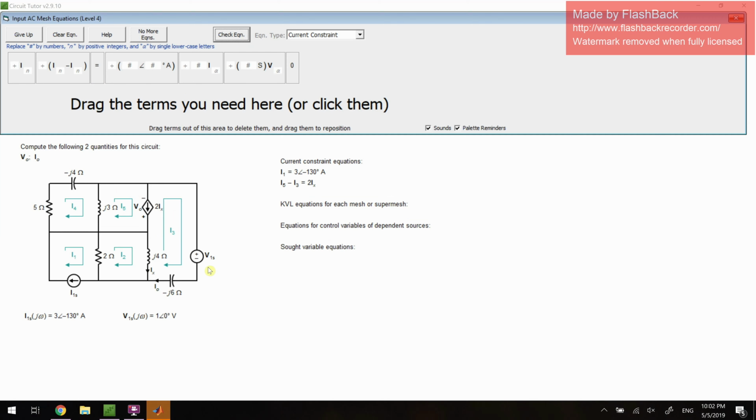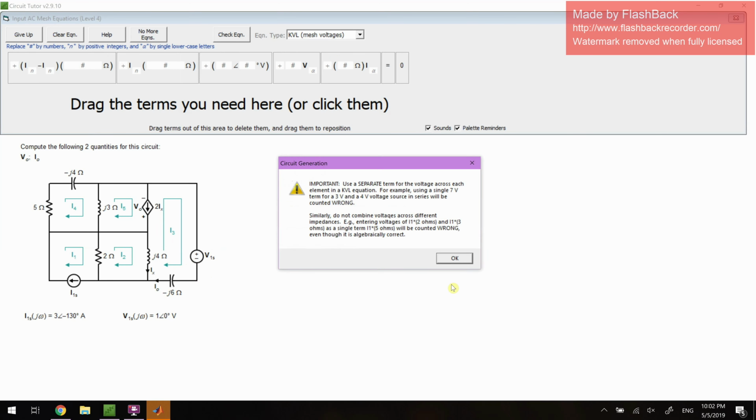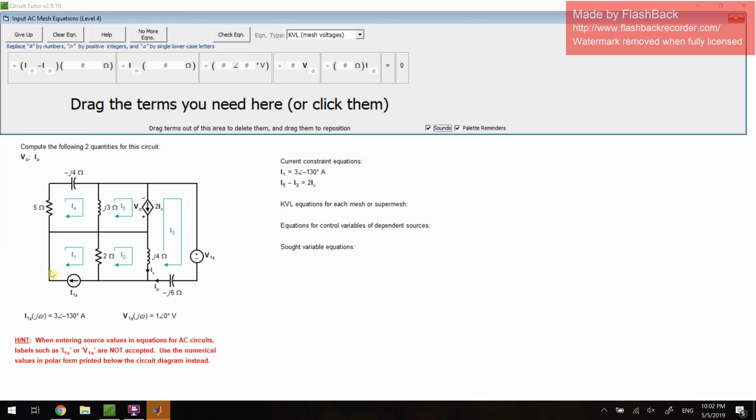So there are no more current supplies. There is a voltage supply, however, that is not used in a current constraint equation because there's no current defined there, only voltage. So now we can move to KVL. And I like to work in the order that the meshes are labeled. The first mesh, I1, has a current supply on it. That means that you cannot do KVL around that mesh.